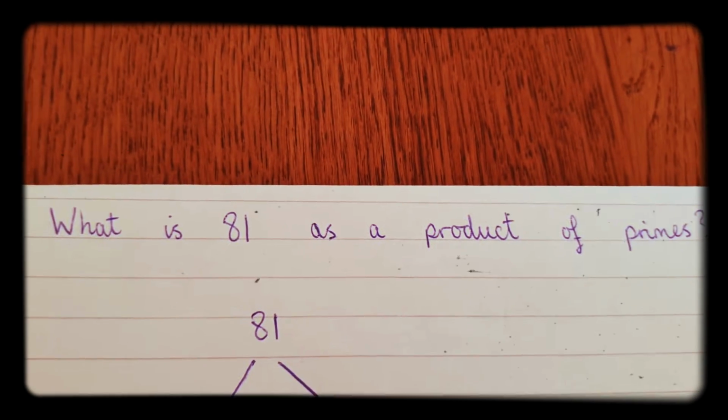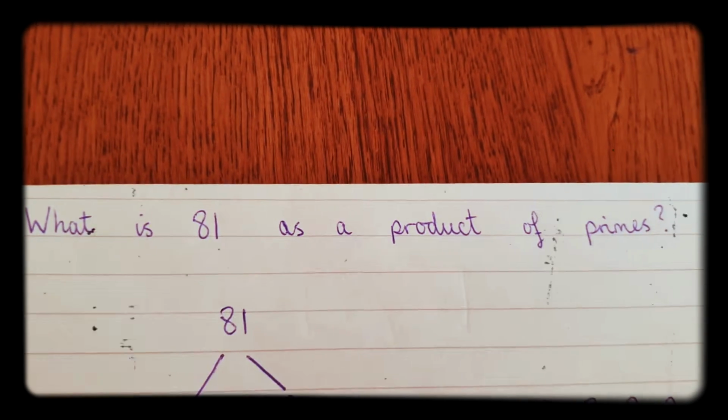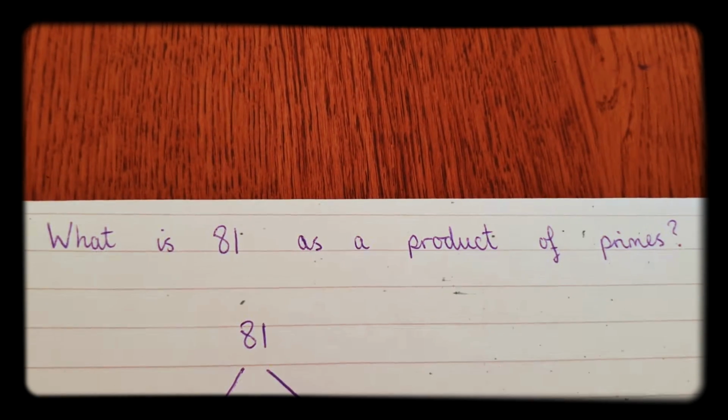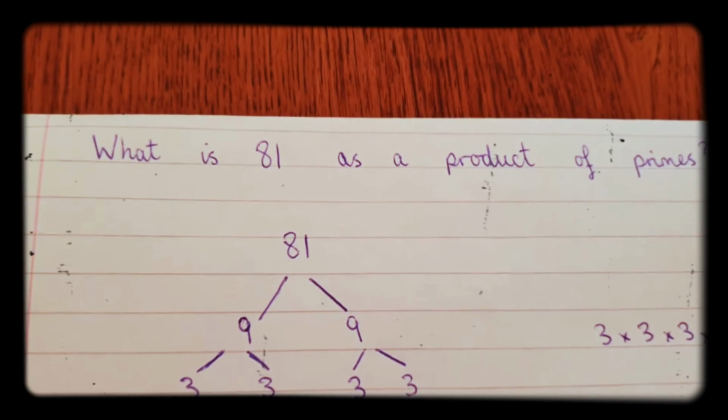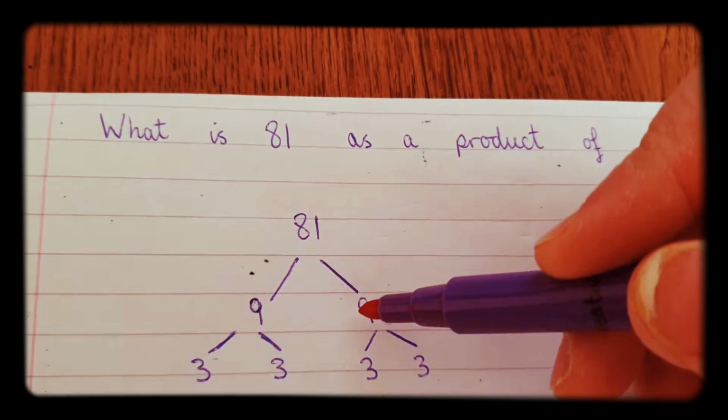In this video, we're going to be solving this question. What is 81 as a product of its primes? So in order to do that, what you do is you split up 81 into different factors. Okay, so 9 times 9 makes 81.